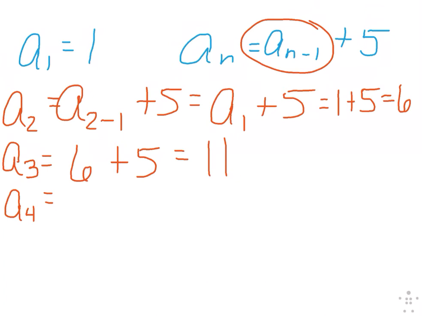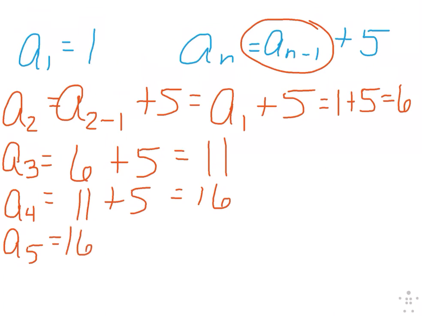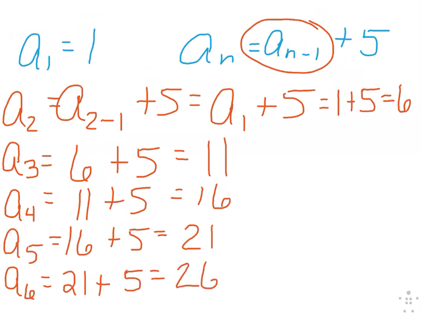A4. Previous answer. What's the previous answer? 11 plus 5 is? 16. Awesome. A5. Previous answer. 16 plus 5? 21. A6. Last one. Previous answer. Plus? Equals? Awesome. Okay, it makes sense? That's number 9. Number 10.